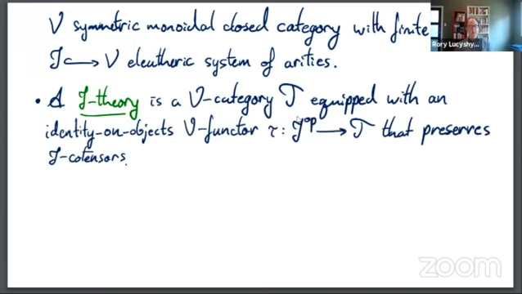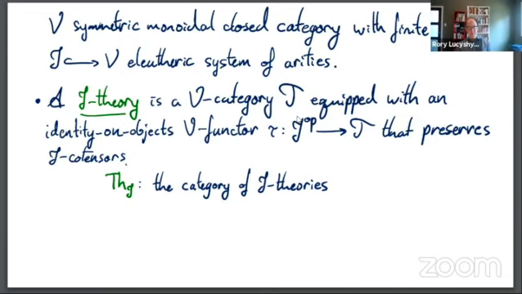Given these data, we can look at generalized Lawvere theories, generalized with respect to this given system of arities. In particular, a J theory, as it's called, is a V category T equipped with an identity-on-objects V functor going from J op to T that preserves J cotensors. An example: if V is the category of sets and J is the full subcategory of finite cardinals, then a J theory is precisely a Lawvere theory in the usual sense. We can then form the category of J theories with an evident kind of morphism, and we'll use the notation TH sub J for it.